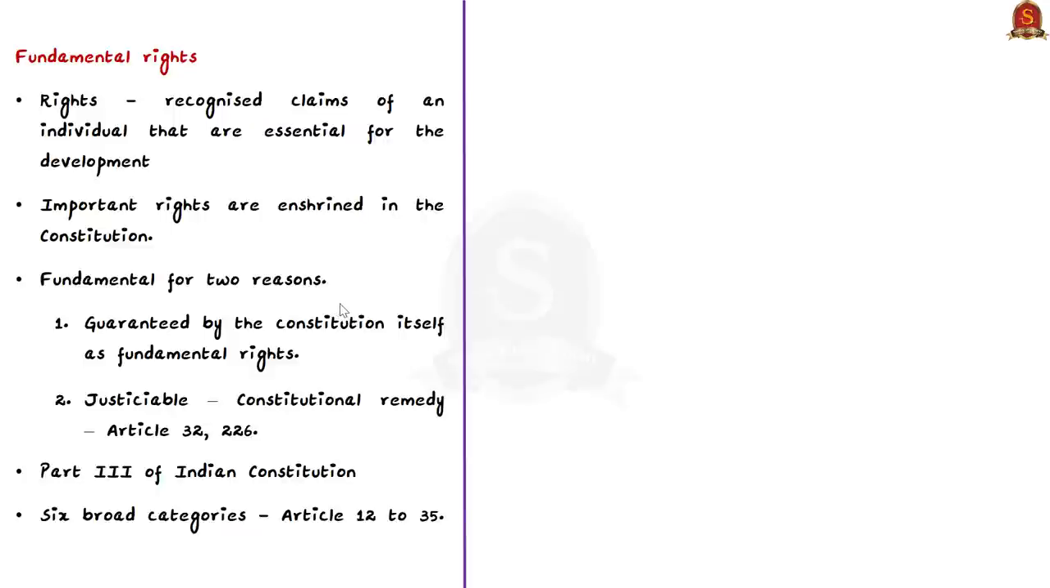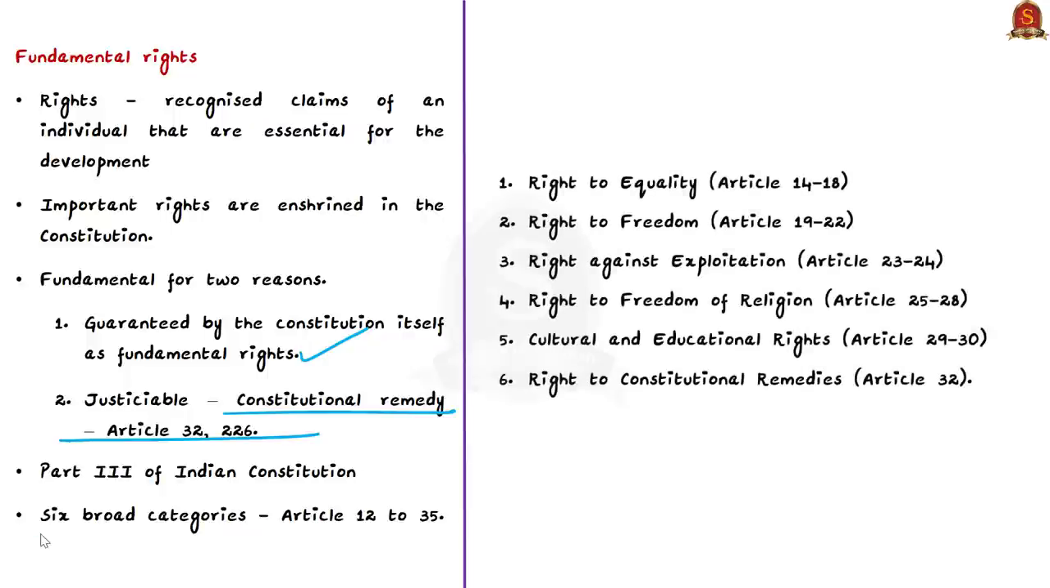They are said to be fundamental because they are guaranteed by the Constitution as a fundamental right under Part 3. Then they are also justiciable, that is, in case of violation, the individual can approach courts for their protection, say the Supreme Court under Article 32 as part of constitutional remedy and High Courts under Article 226. So the Constitution offers all citizens some basic freedoms or rights, individually and collectively, in Part 3 of the Indian Constitution.